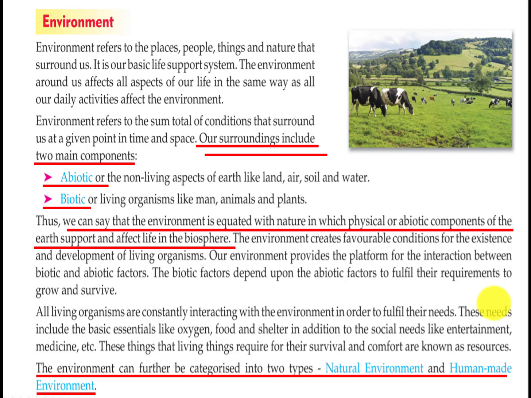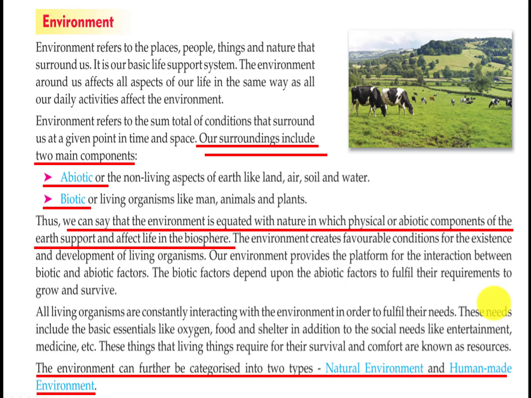Our surroundings include two main components. First is abiotic, the non-living aspects of earth like land, air, soil and water. And what do you mean by biotic? Biotic means living organisms like man, animals and plants. So we can say that environment is equated with nature, in which the physical or abiotic and biotic components of the earth support and affect life in the biosphere.